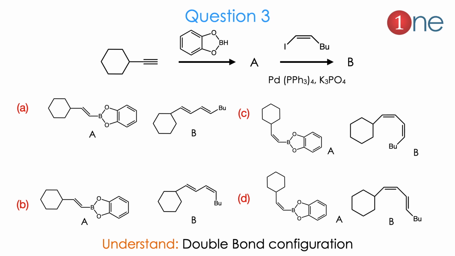Then question number 3: the starting material is an alkene attached with a cyclohexyl ring, and a boron catalyst is given, and the answer A. Then there is a methyl halide attached with a butane also given. There a palladium catalyst and phosphate are used. They ask you to guess the products A and B.